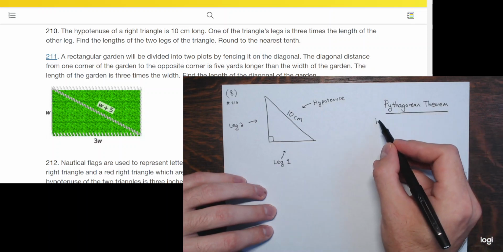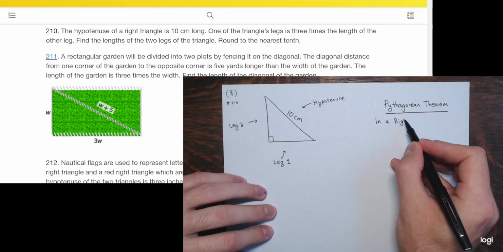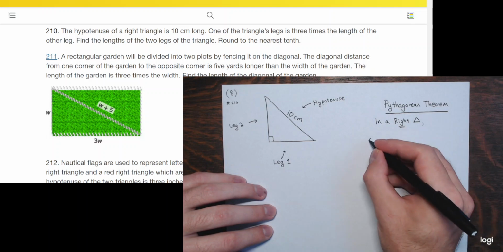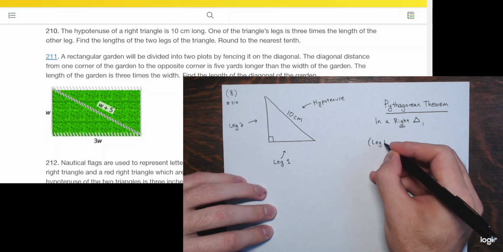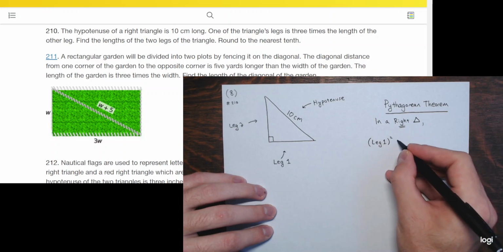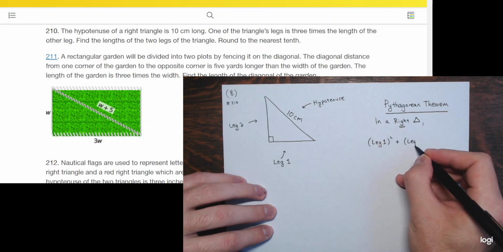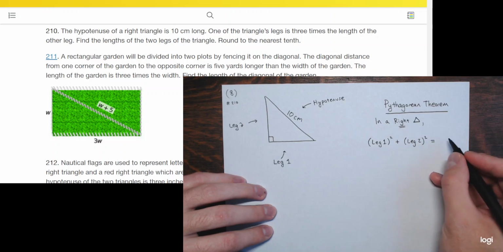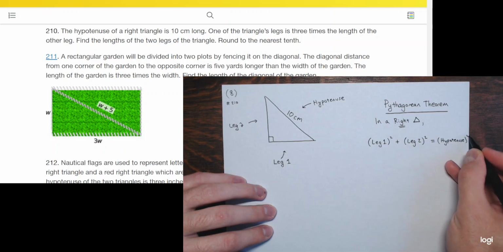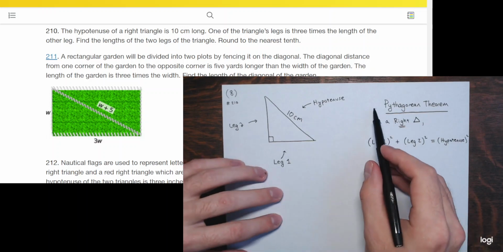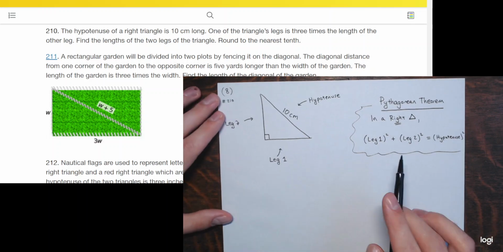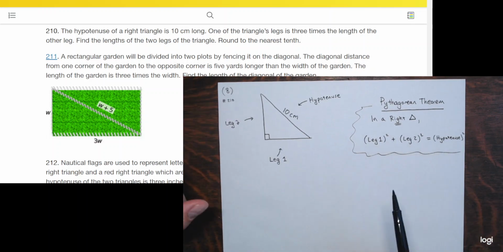So in a right triangle, and only a right triangle, that's the symbol for triangle, you take one of the legs and square it, add the other leg squared, so leg 1 squared plus leg 2 squared is equal to the hypotenuse squared, the longest side squared. So it's the sum of the squares of the legs equal the square of the hypotenuse. You may have seen this before. You may have seen it as a squared plus b squared equals c squared or something like that.